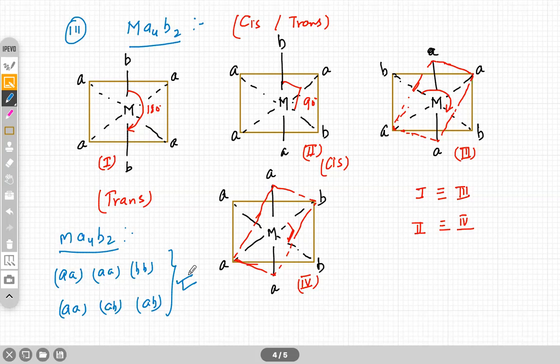Oh, yes, sir. So if they ask you the number of isomers, you have to draw like this. You don't have to draw these structures in the exam, because it takes a lot of time. But you should understand that when you have written the ligands in a pair, how the molecule looks and how we can draw the structure. All these pairs are present at the opposite corner of a diagonal.